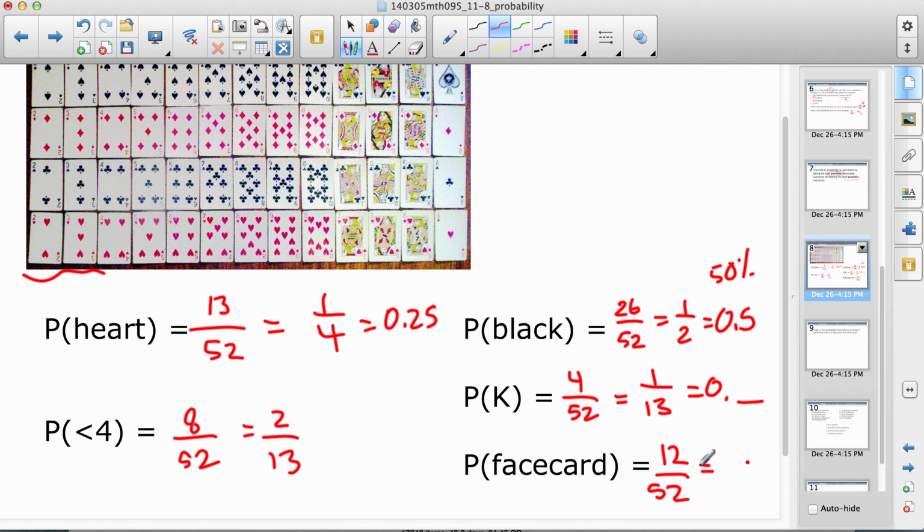Again, you could do it experimentally, and experimentally, unless your draws are high, like doing it 1,000 times, you might get a number that's slightly different than that. This would turn out to be divisible by 4. I think it's 3 over 13. So that's the probability of getting a face card.